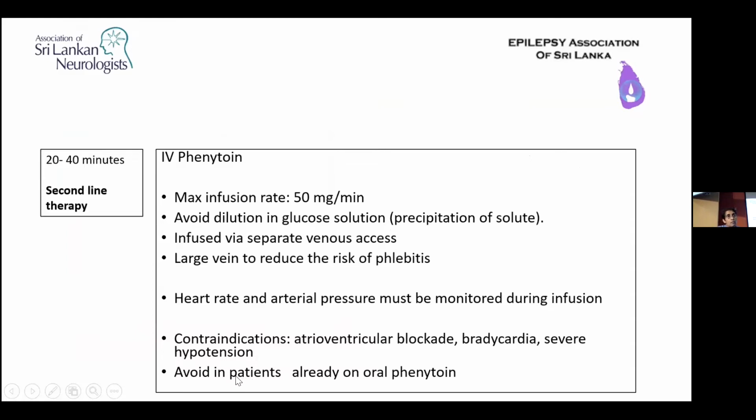Large venous cannulas are usually preferable because of the high risk of thrombophlebitis as well. Obviously, heart rate and pressure must be monitored because the two side effects are cardiac arrhythmias and hypotension. Contraindication, if you already have an arrhythmia or a high risk of arrhythmia or severe hypertension. And of course, avoid it in patients already on oral phenytoin, as you know, the therapeutic index or the therapeutic window is quite narrow.